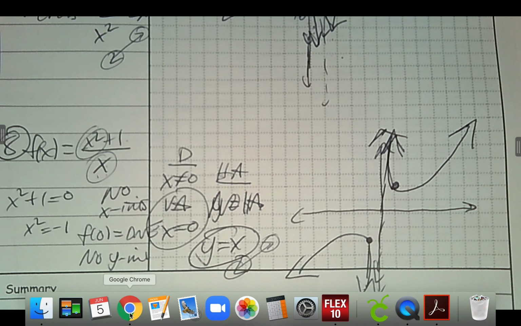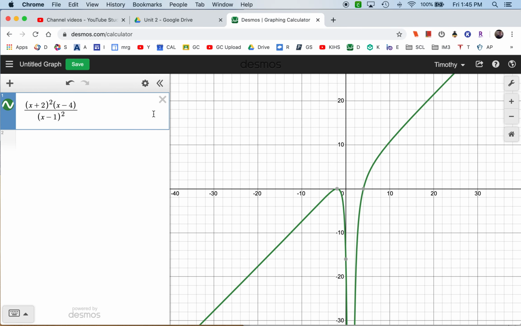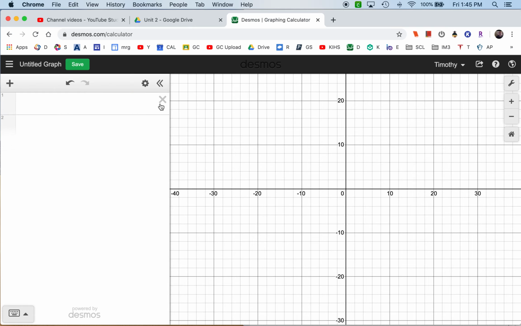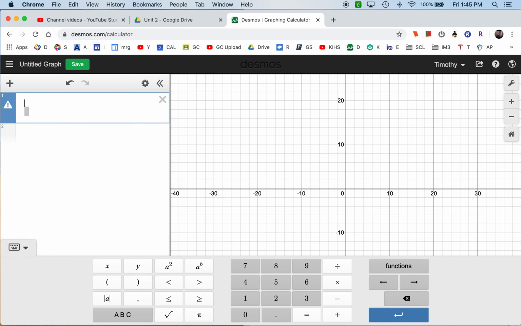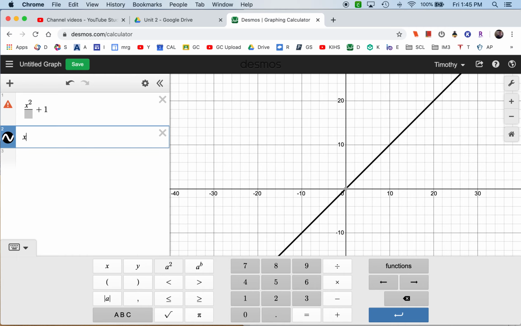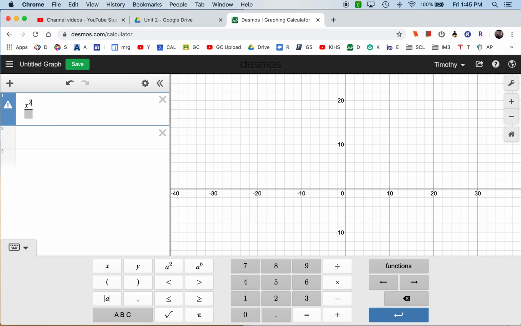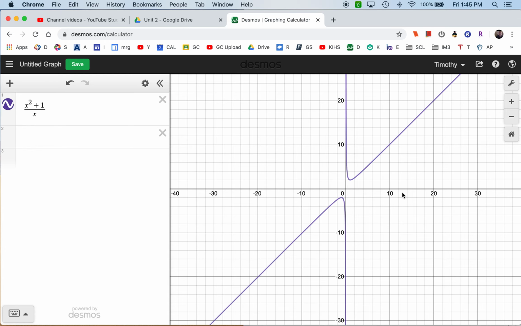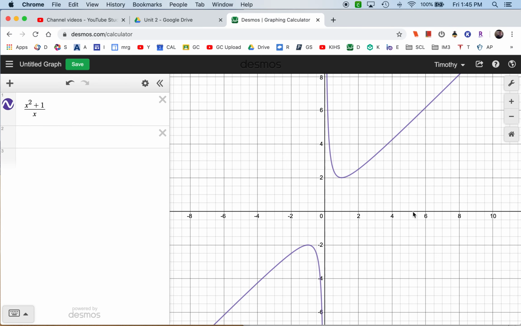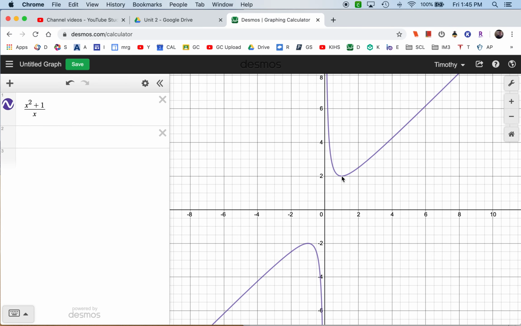So let's see how accurate I am. Let's look at it. That is (x squared plus 1) over x. Let's use parentheses there, I guess. So (x squared plus 1) over x. I'll just zoom in here. You can see a little bit here. See how it's the same picture? Now that turning point happened to be at 1, 2. Yay, I did it right.